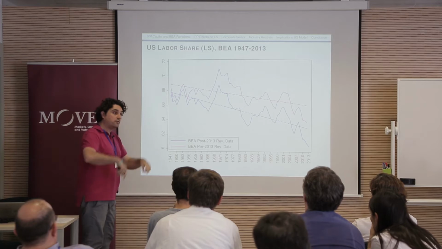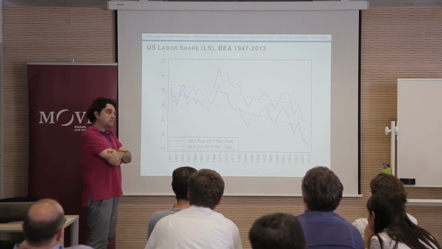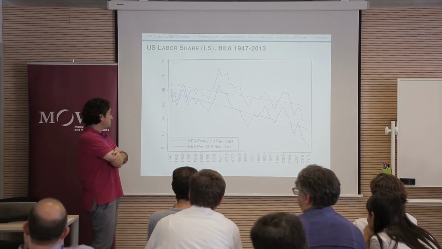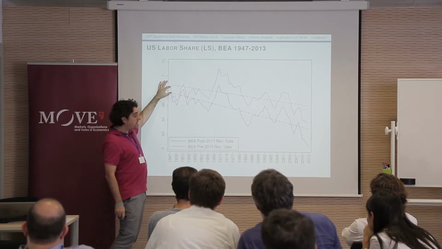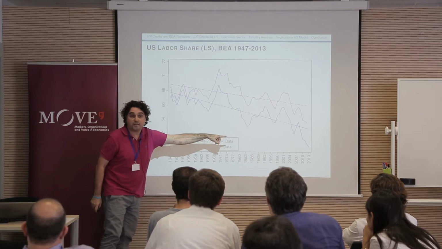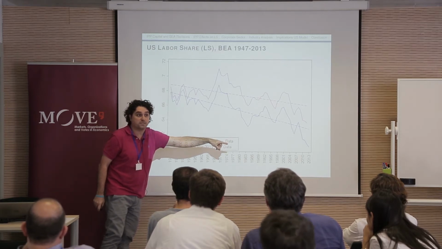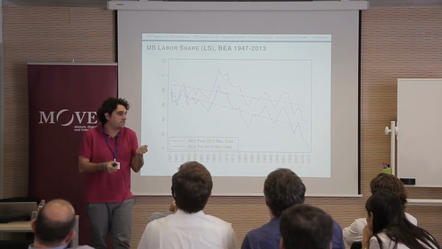Now, if you compute labor share using the most updated data set of the National Income and Product Accounts, you get the blue line. Again, you start close to 0.68, but it goes down much more, right? So instead of 0.64, it goes basically to 0.60. So it's roughly twice as big as before.